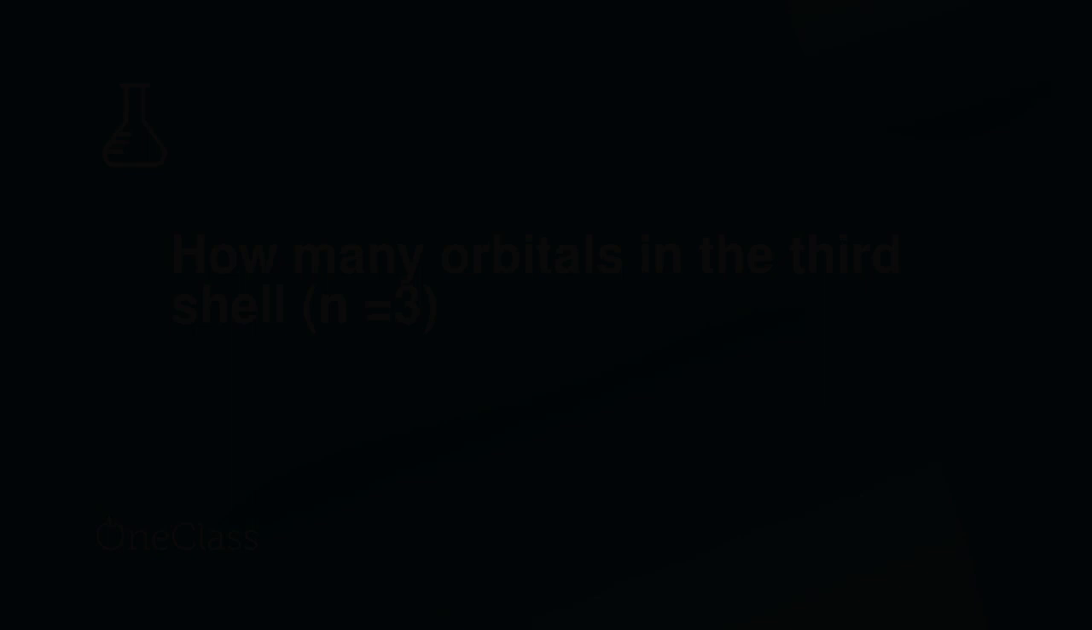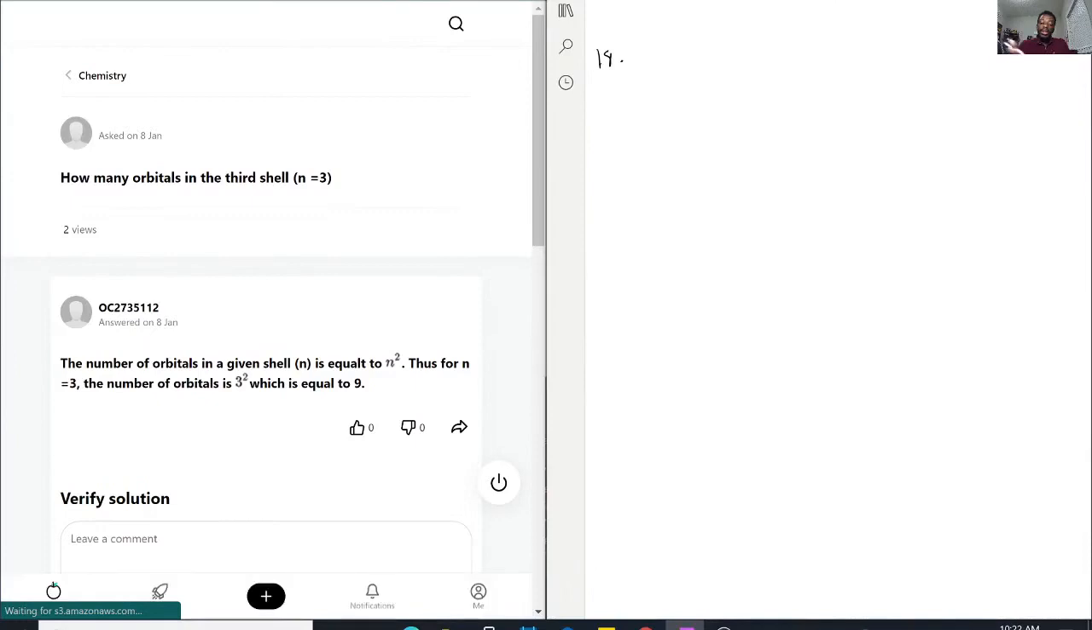Okay, how many orbitals are in the third shell? You can see the answer there already, but let's break it down. If we didn't just know the formula as they give us, it's just n squared, with n equals 3. What this is referring to is that when you're doing your electron configuration, they're asking how many orbitals really are in the third shell.